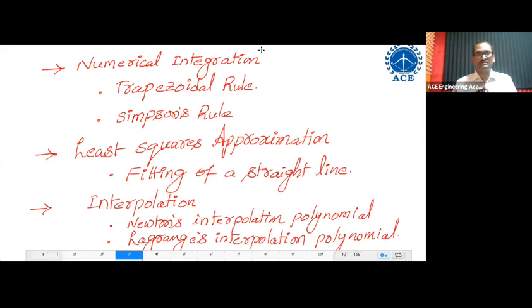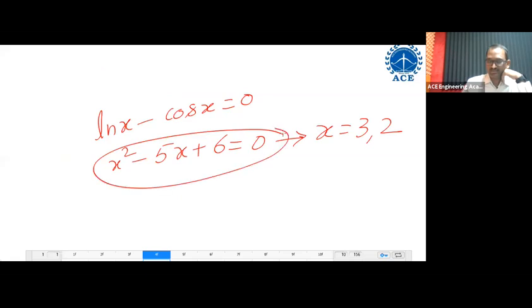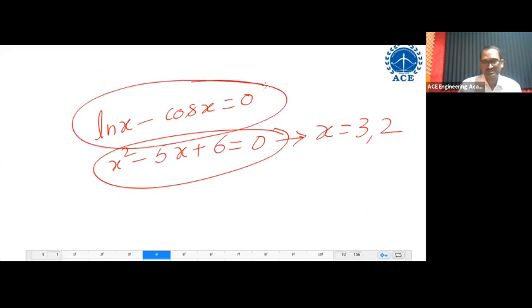Some mathematical equations cannot be evaluated directly. For example, look at this: ln x minus cos x is equal to 0. What are the roots of this equation? Roots of this equation we don't know. Because suppose x square minus 5x plus 6 is equal to 0, what are the roots? 3, 2. We can find the roots of this equation using minus b plus or minus square root of b square minus 4ac by 2a. But we cannot find the roots of the other equation in this manner.